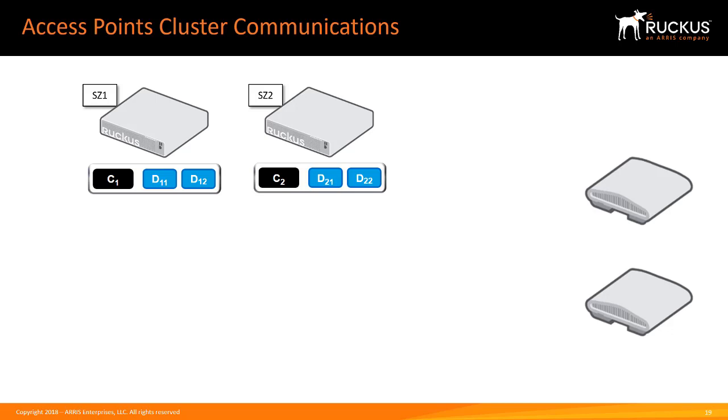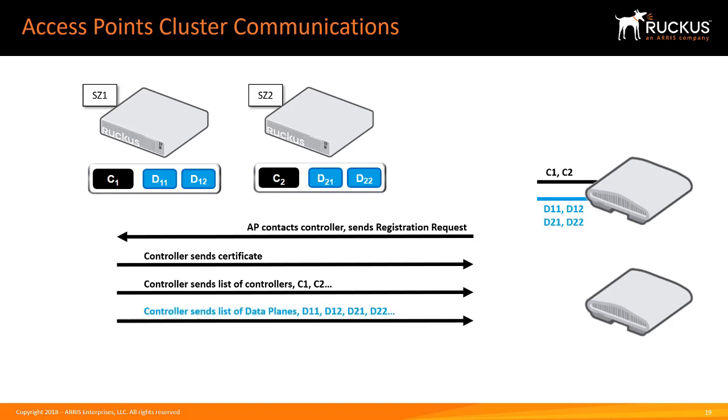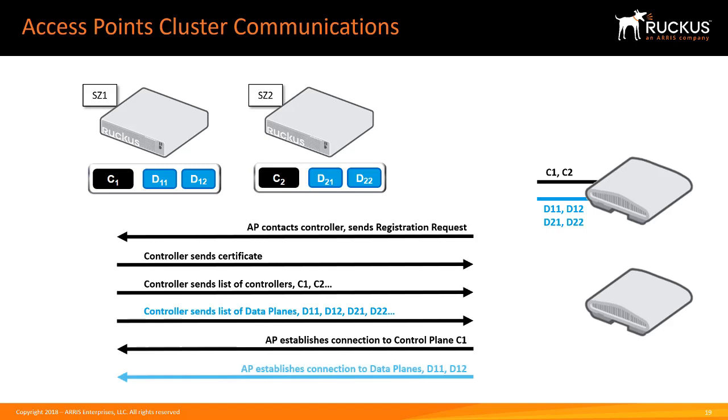First of all, the access point contacts the controller over the control plane using the IP address supplied by the admin and sends the registration request. The controller sends the SSH certificates and the controller list. This is the IP addresses of the control planes available in the cluster. Note for this first access point, the addresses are in order, C1 and C2 pointing to the control plane addresses. The controller also then sends the data plane addresses, and again these are sent in a specific order. The access point now establishes connection to Smart Zone 1 using the first control plane address. And finally the access point establishes a connection to the data plane, again using the first address on the list.